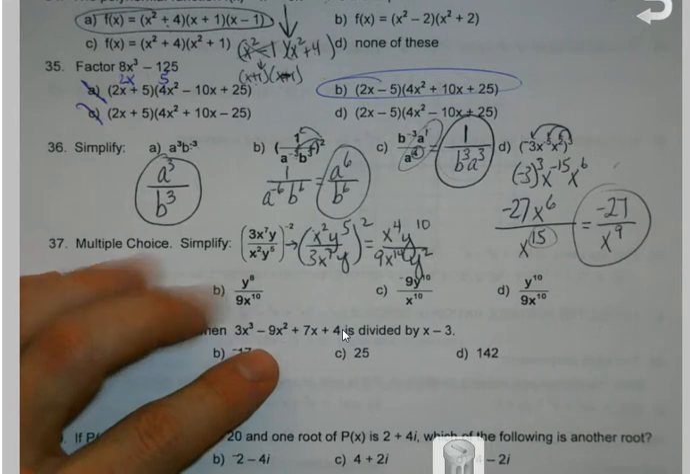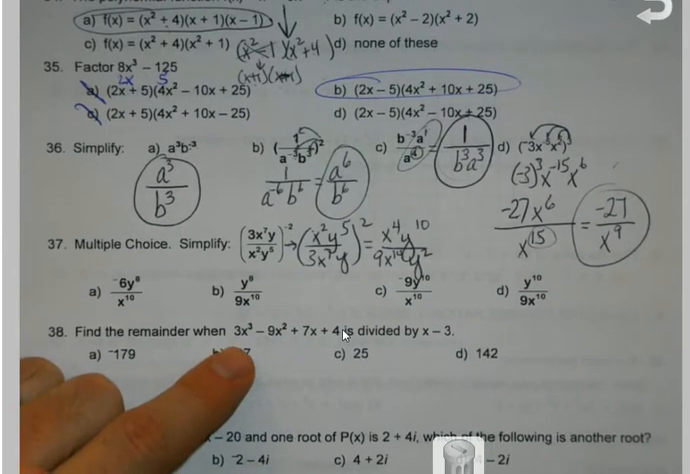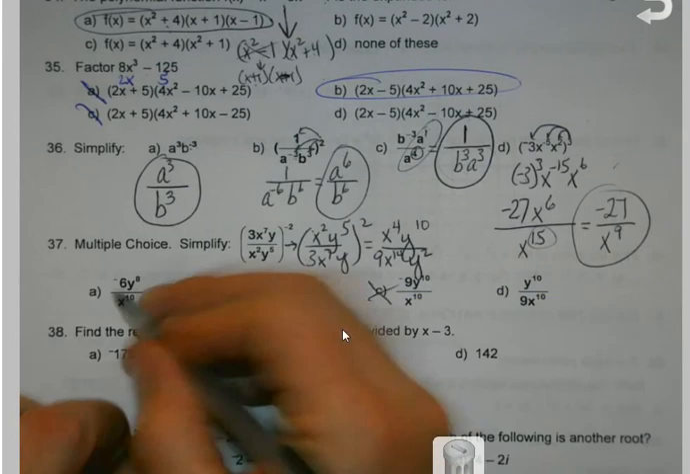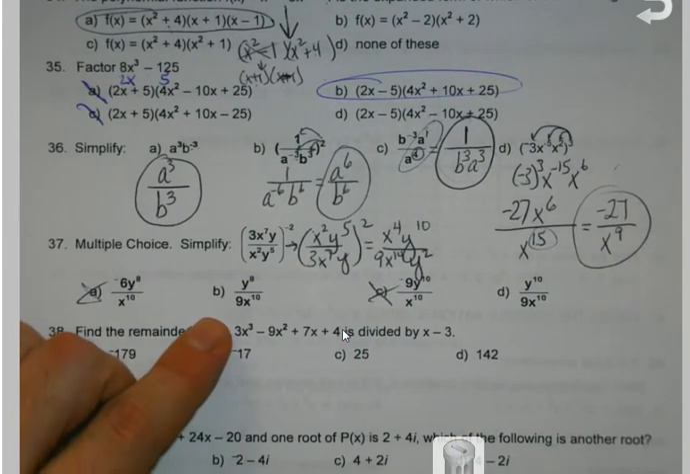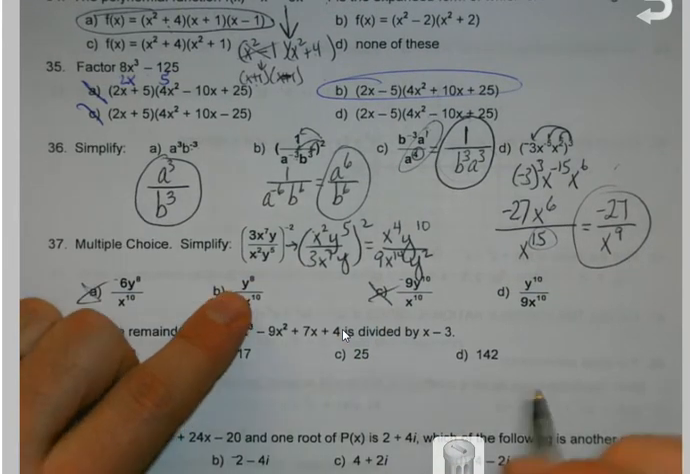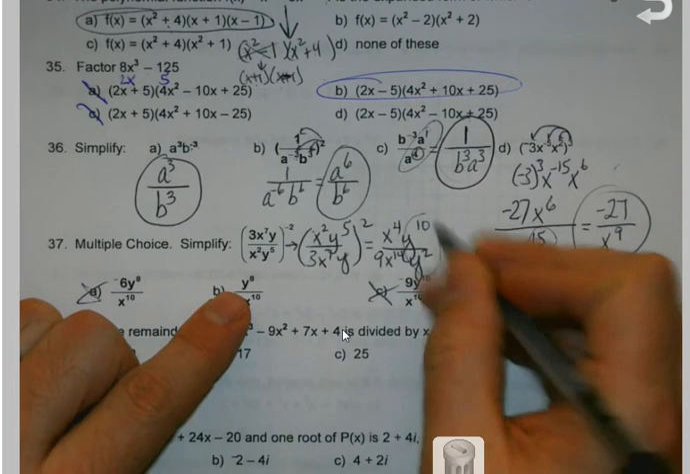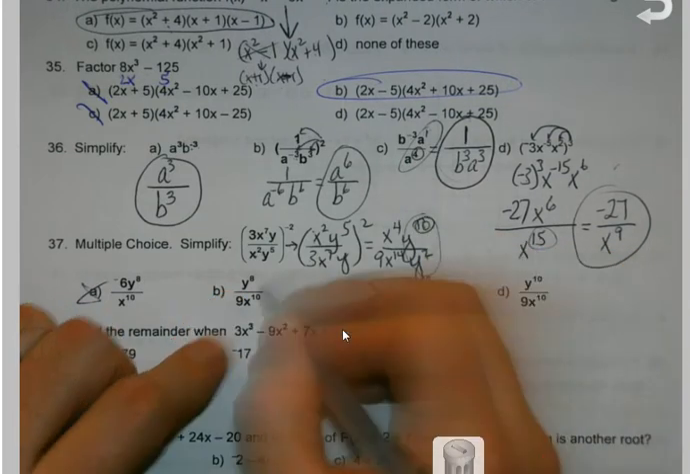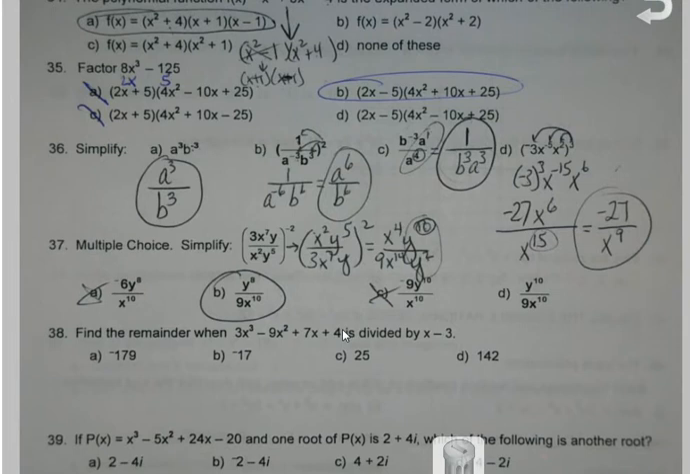And now I need to do a little simplifying, but I notice right away there's only a 9 in the denominator of b and d. Let's see, what's the difference? The y's. Here's my y's. 10 minus 2 is 8. Larger exponents in the top. There's my answer. Okay. Find the remainder when this is divided by x minus 3.